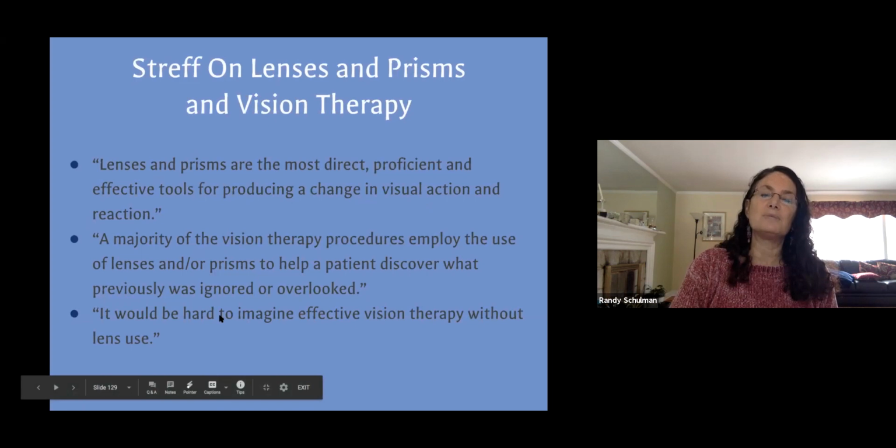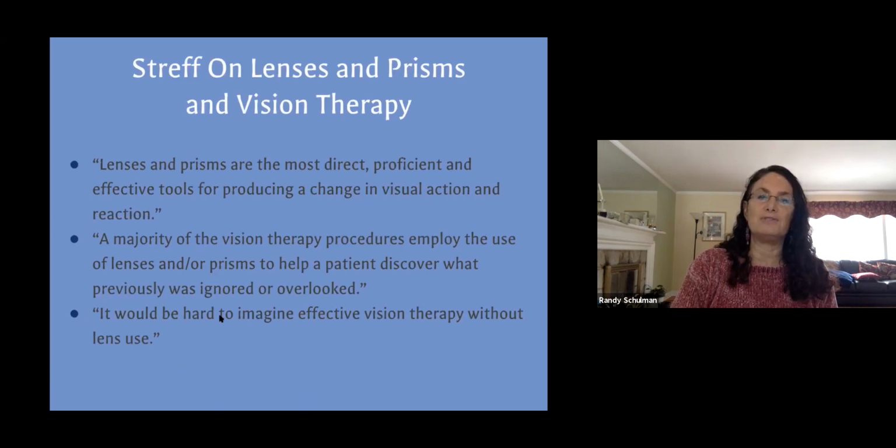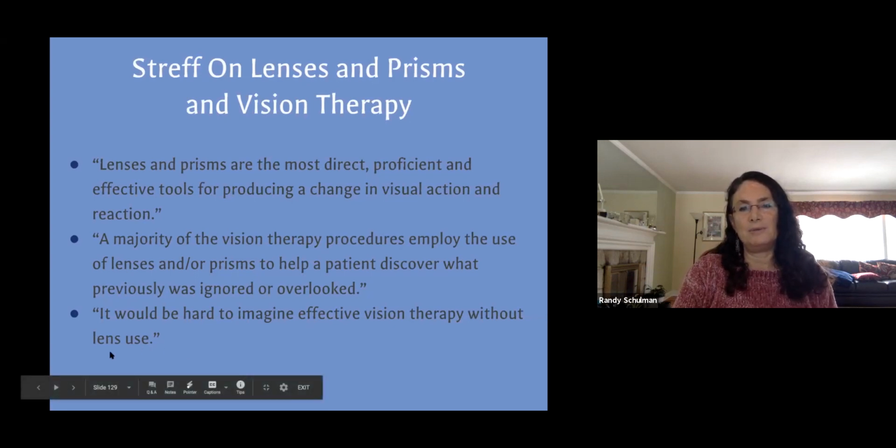Because lenses and prisms are the most direct, proficient, and effective tools for producing a change in vision and subsequent action, we want to make sure that the majority of vision therapy procedures actually employ and utilize lenses and prisms. And it would be hard to imagine effective vision therapy without lens use. And I agree.